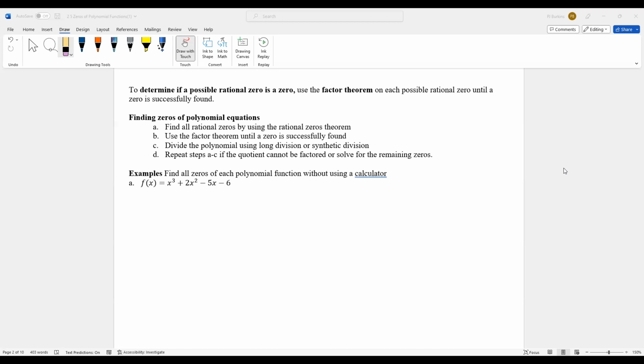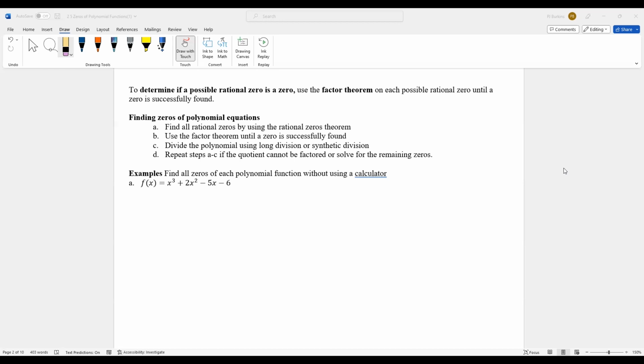And then we can repeat steps A through C if the quotient cannot be factored, or if it can be, then we go ahead and solve for the remaining zeros. So let's go ahead and start out here.